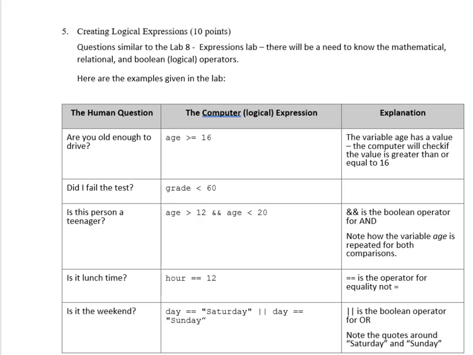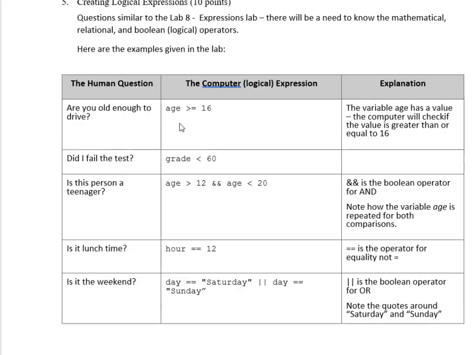I will give you a variable. For example, are you old enough to drive is a human question. You've seen this. Suppose you have the variable age. Write the expression that shows if you're old enough to drive. And here we have age. The expression is greater than or equal to 16. So you will have about 5 of these to write.